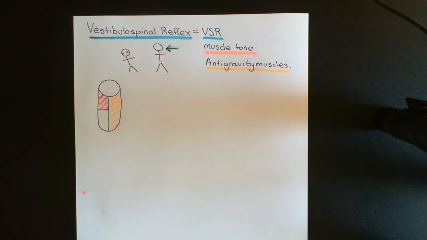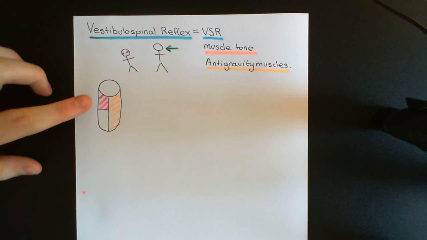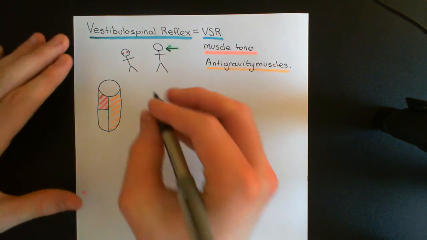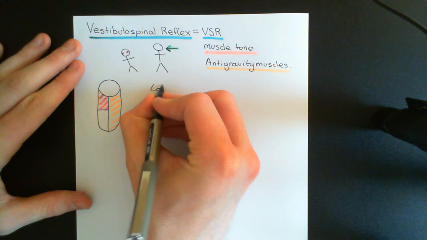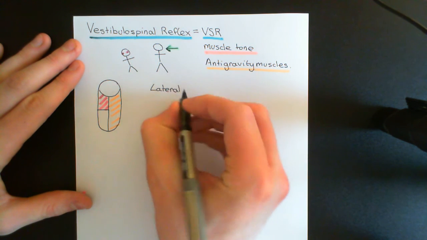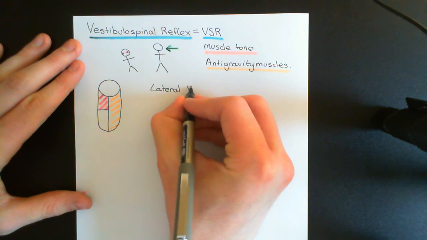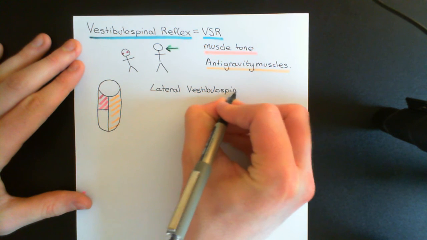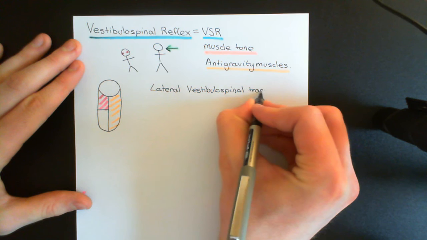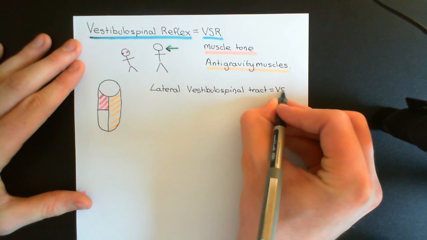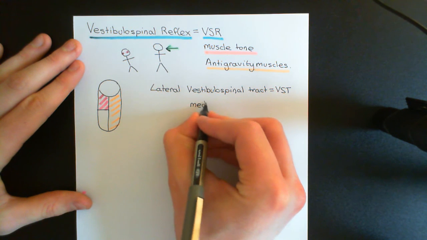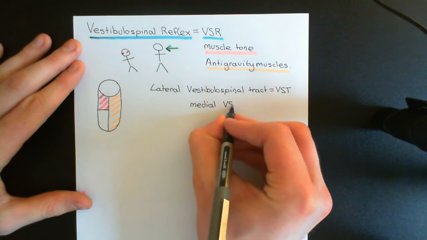So there's going to be two descending tracts that axons from these second-order neurons in these nuclei are going to go into. One is going to be called the lateral vestibulospinal tract, and the other is going to be called the medial vestibulospinal tract. And for short, vestibulospinal tract can be abbreviated down to VST. So I will use that abbreviation with regards to the medial one, so the medial vestibulospinal tract.